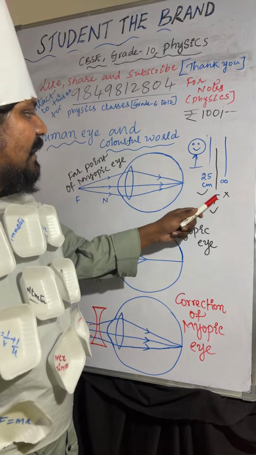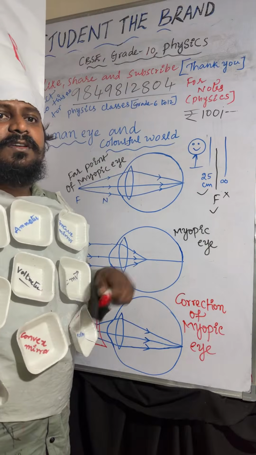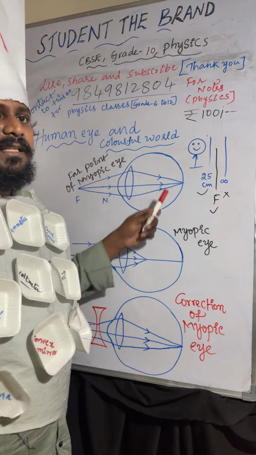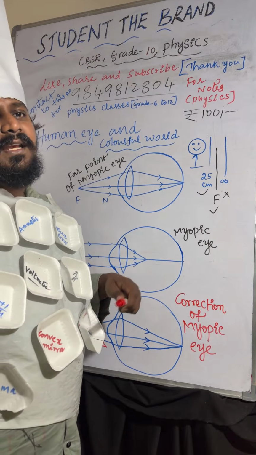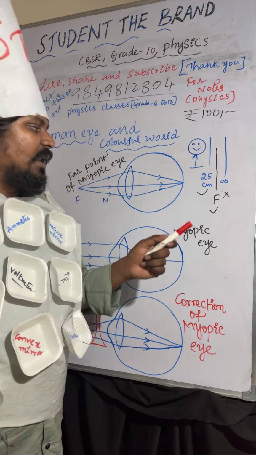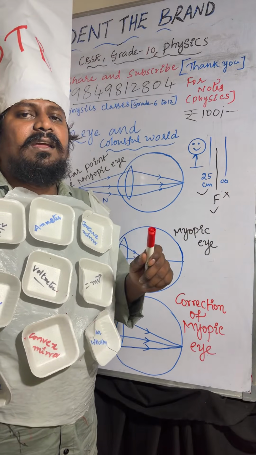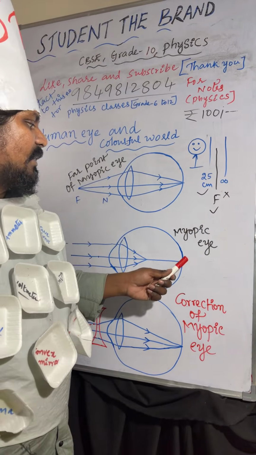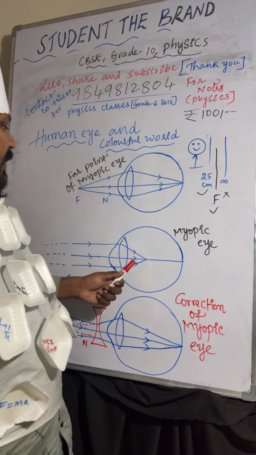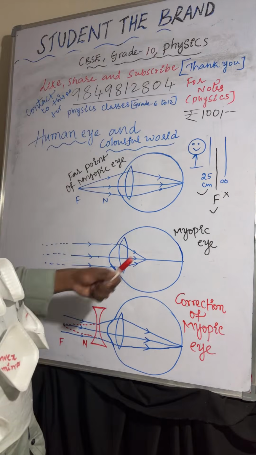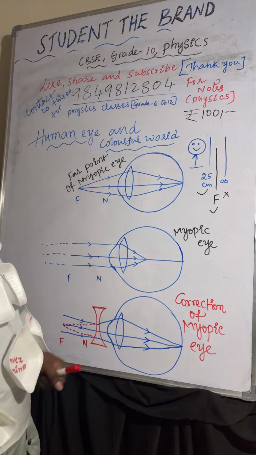If the light rays are coming from this point, we can see. That's why those light rays are meeting at retina. And here you can observe, if the light rays are coming from infinity, those light rays are not meeting at retina. Those are meeting in front of the retina.